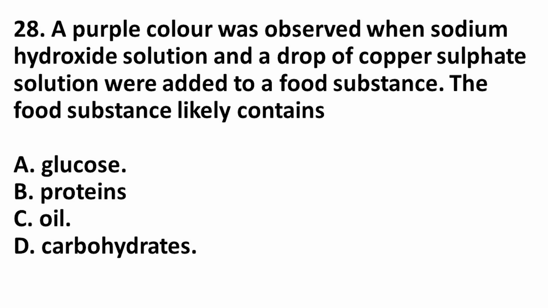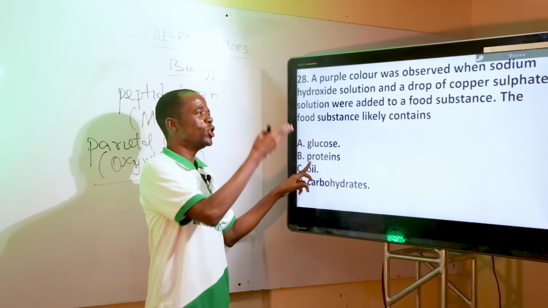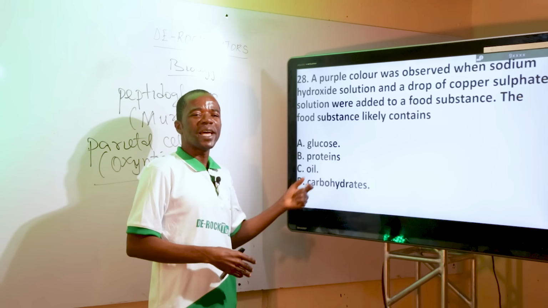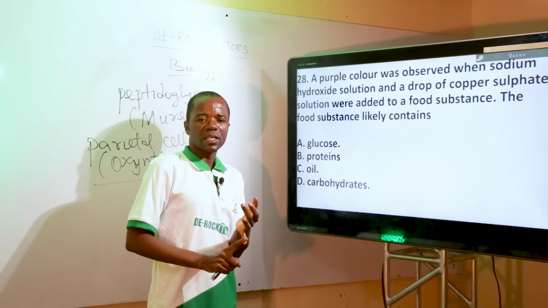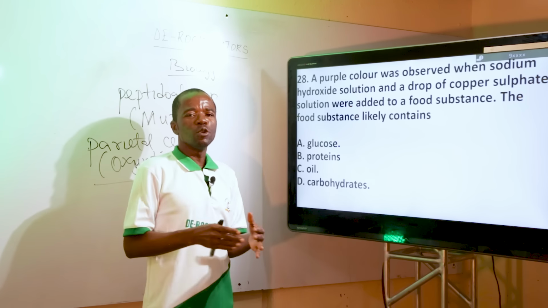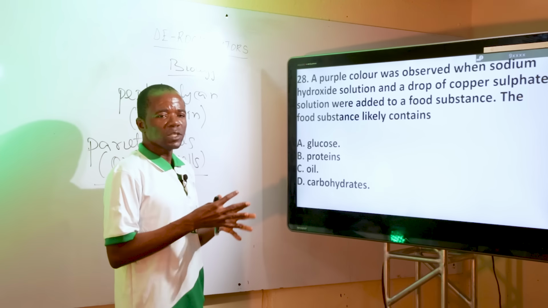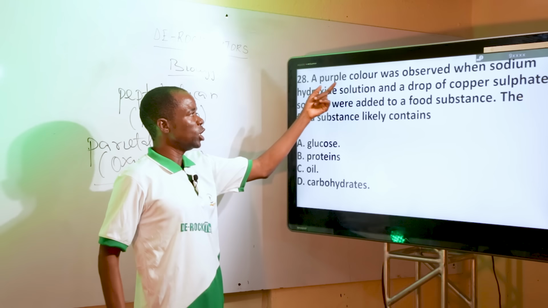A purple color was observed when sodium hydroxide solution and a drop of copper sulfate solution were added to a food substance. The food substance likely contains dash. The correct answer for this is protein. As a matter of fact, we know this is talking about the biuret test. And we know that the biuret test, Millon's test, and xanthoproteic test are all used in testing for protein. And we know that a positive result for the biuret test is a purple color.